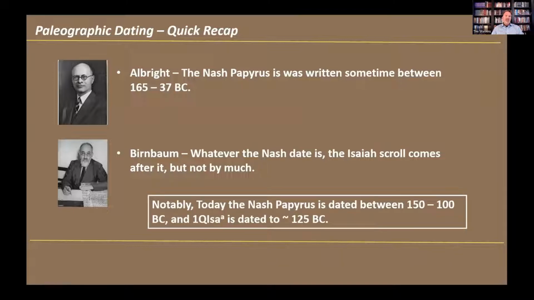And notably today, the Nash Papyrus is dated between 150 and 100 BC, and the Great Isaiah Scroll is dated to around 125. So the work of these early scholars that looked at this has remained fairly close with only minor tweaks and adjustments to our modern time by subsequent scholarship.